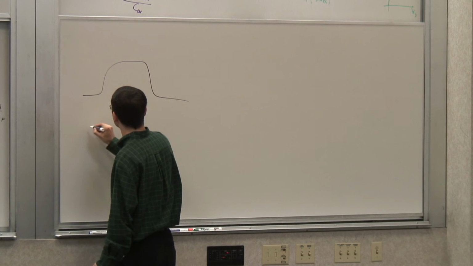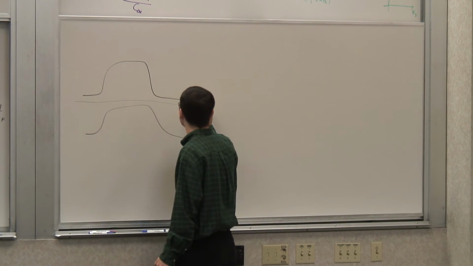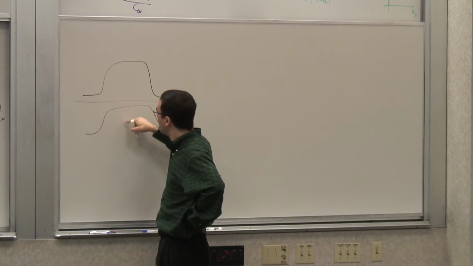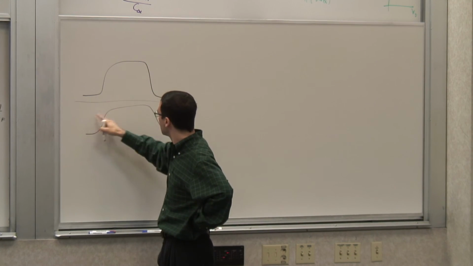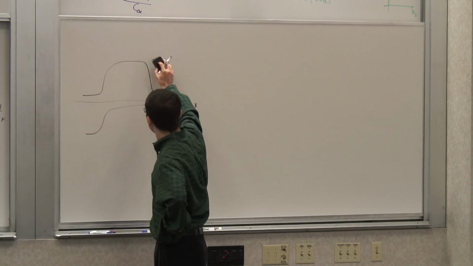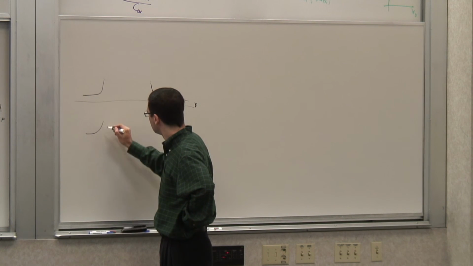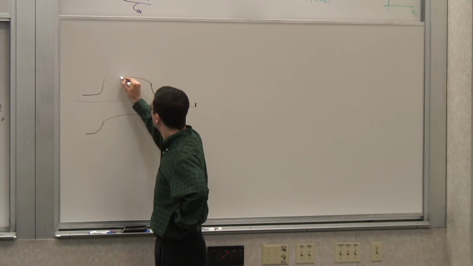Initially, for an NFET, it looks like that. If you don't have any bias, this is EF, this is the channel, and these are the drain and the source, right? You start applying a higher voltage to the gate, you push this down, right?